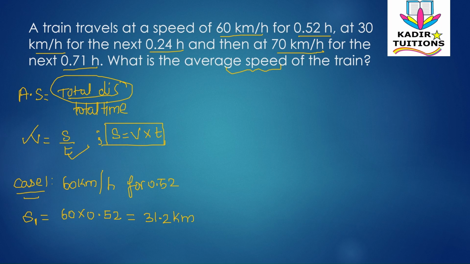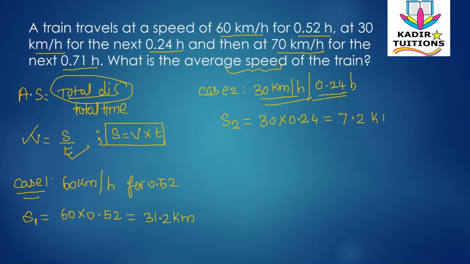Now what about case 2? In case 2, how much is the speed? It is 30 kilometer per hour for the duration of 0.24 hour, right? The speed is this and the time taken is this. So how can I find the distance covered in the second case? S2 equal to 30 into 0.24. So 30 into 0.24 gives the answer as 7.2 kilometer.